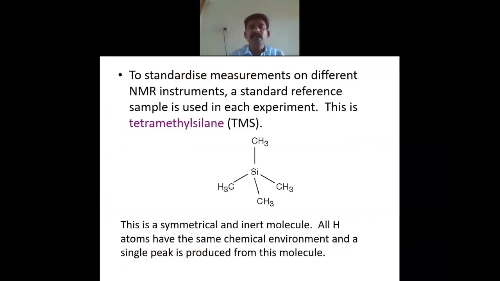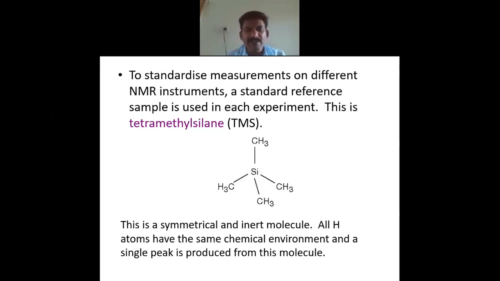In this chemical shift, what is the reference compound? The reference compound should have a zero value, zero ppm, parts per million. This standard is used for measurements on different NMR instruments: 100 megahertz, 200 megahertz, 270, 360, 500 megahertz. These are the different types of instruments.